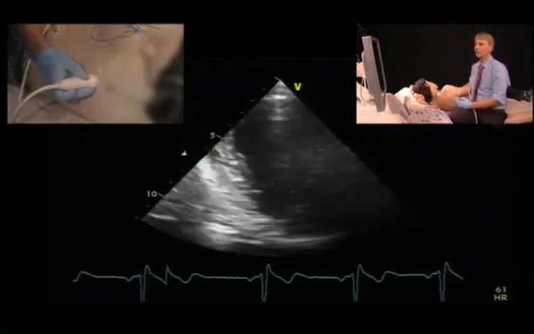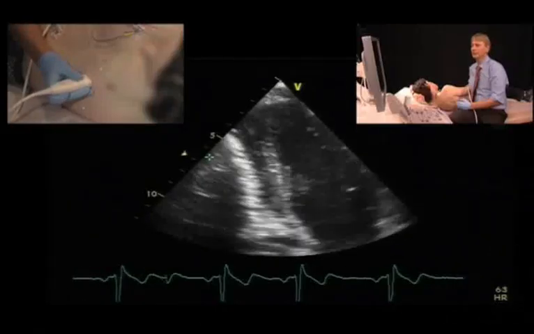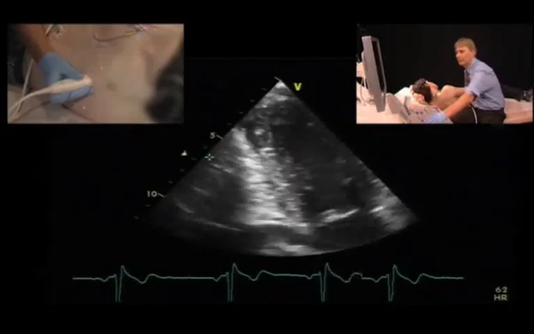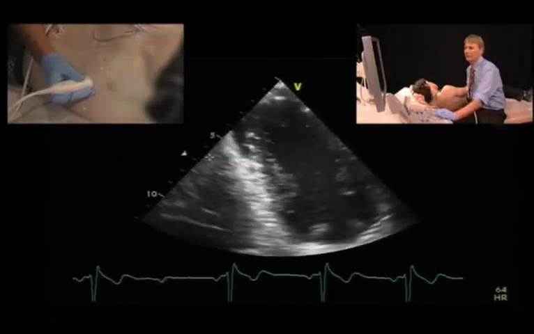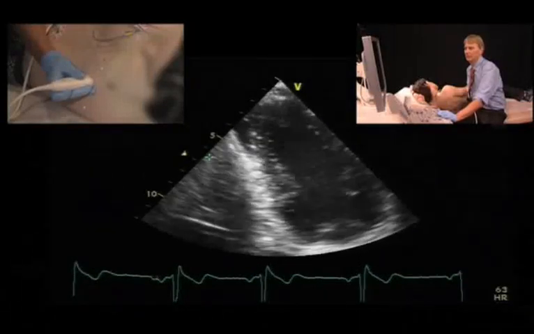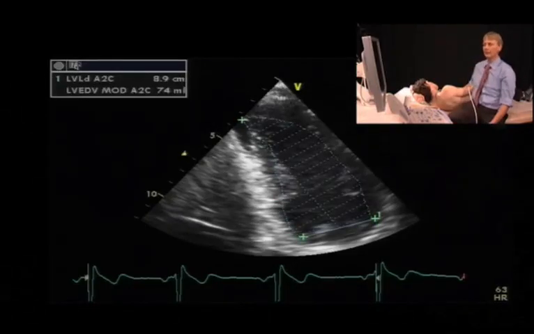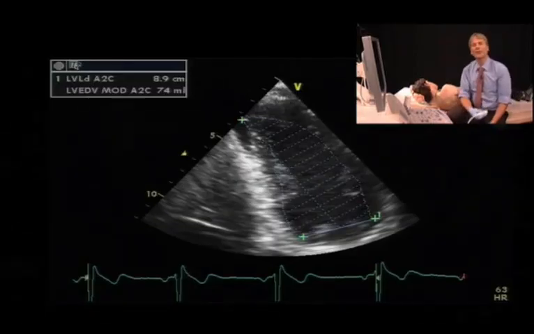Let's now go to the two-chamber view. Breathe in, breathe out. So this would be a fairly good two-chamber view. And again, I would contour the left ventricle. We're cutting the papillary muscle here, and we get 74 milliliters, which is a normal sized left ventricle.